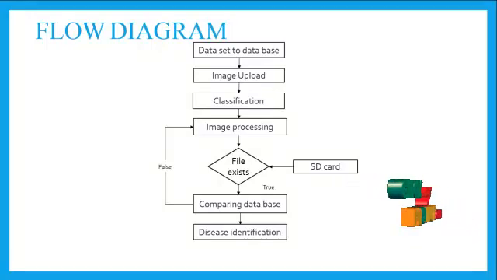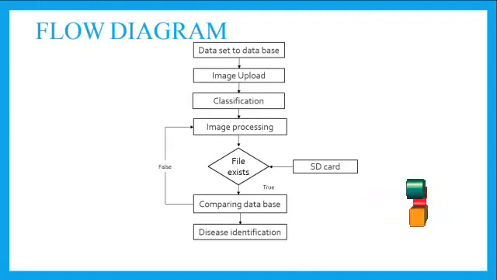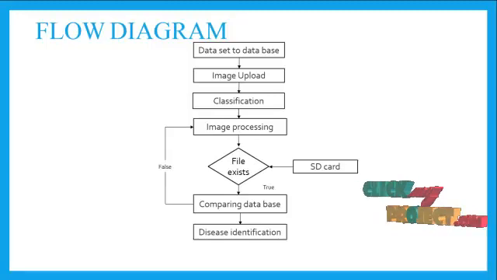In Android Eclipse, we have to use the OpenCV library for image processing and classification. In Android Studio, we have to use grayscale Gradle build properties. If the file exists in the SD card, that is, the diseased leaf image is identified in the SD card, we have to compare that SD card output image, that is the leaf image, to our database image.